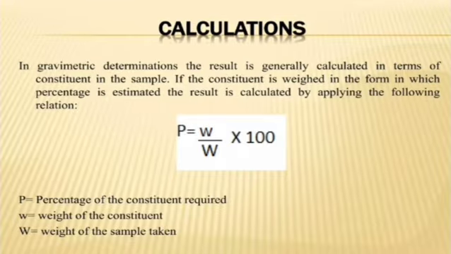Calculations. In gravimetric determinations, the results are generally calculated in terms of the constituents in the sample. If the constituent is weighed and estimated as a percentage, the result is calculated by applying the formula P equals small w by capital W into 100. Here P equals the percentage of the constituent required, small w is the weight of the constituent and capital W is the weight of the sample taken.